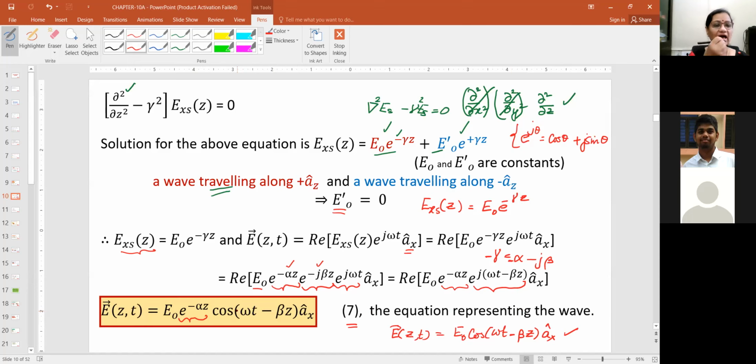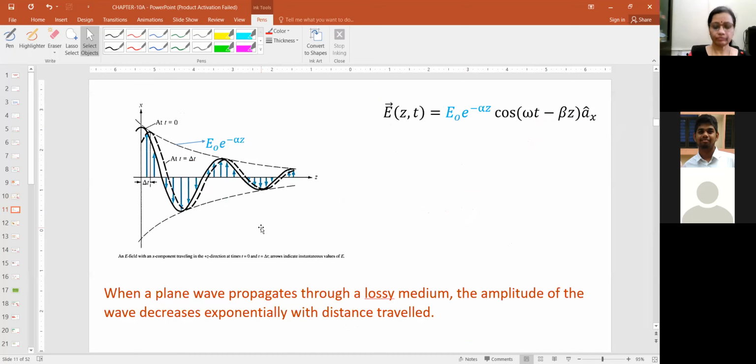So that means as z keeps increasing, as the wave keeps moving along the z direction, what is going to happen to e to the power of minus alpha z? E to the power of minus alpha z will become smaller and smaller. Isn't it? It's an exponentially decreasing function. Or if I'm going to plot, maybe I'll go to the next page and do that. Yeah, it's already there.